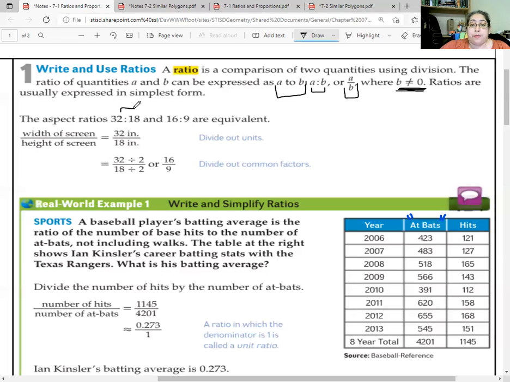Here is a ratio, 32 to 18, and this is saying that 32 to 18 is equivalent to 16 to 9. And that's because if I were to look at 32 to 18 as the fraction 32 over 18, I notice that these are both even numbers, and I can divide out the common factor of 2. When I do that, I end up with a fraction of 16 over 9, which is the same as this other ratio.